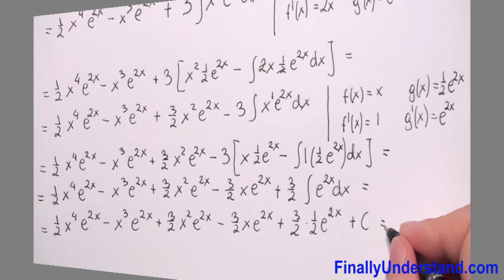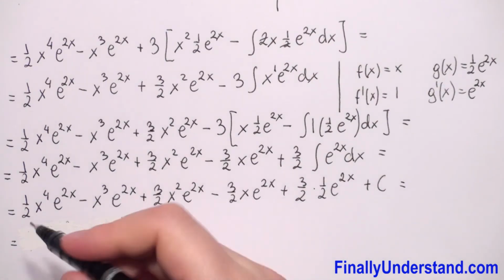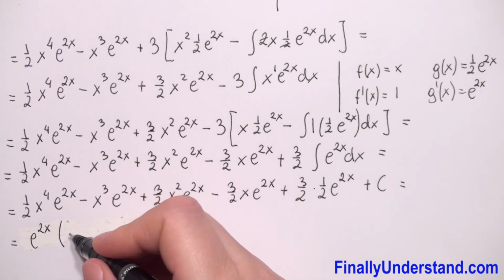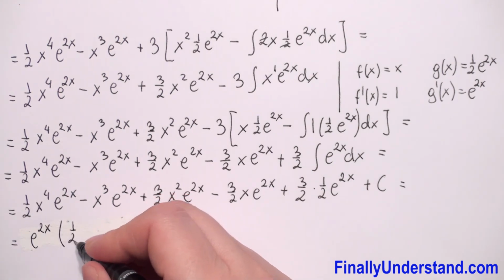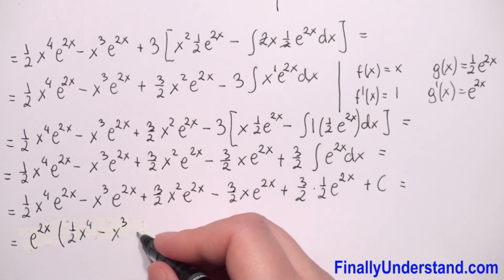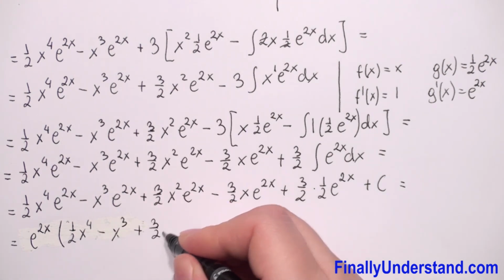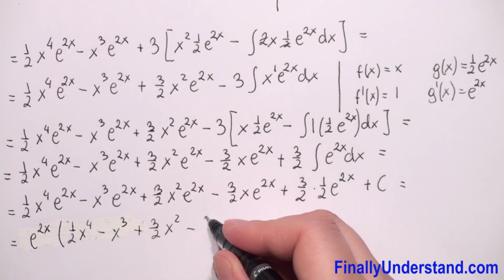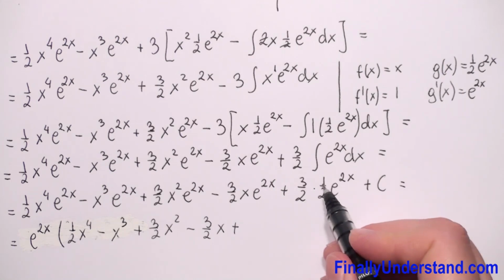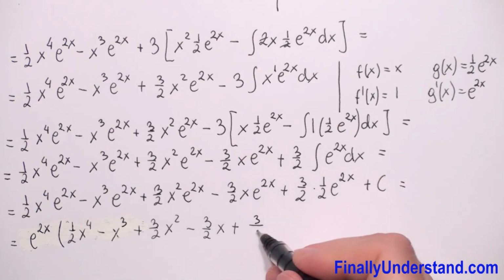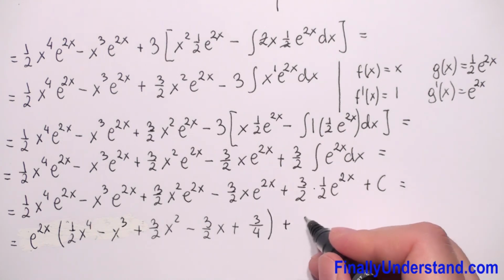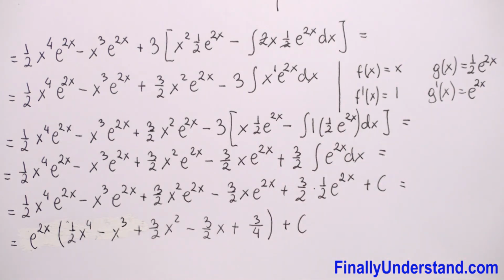So this is equal. Now we can factorize e to power 2x, and in parentheses we will have 1/2 x to 4th power minus x cubed plus 3 over 2 x squared minus 3 over 2 x plus 3 times 1 is 3, 2 times 2 is 4, close parenthesis, plus c. This is my solution.